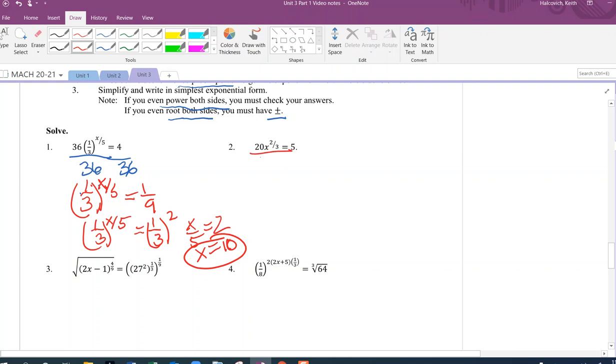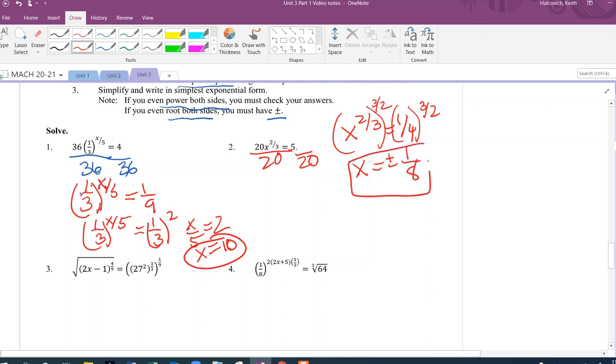And then the next one, divide by 20. So x to the 2/3 equals 1/4. Raise it to the 3/2 power, which means that you make it plus or minus. And 1/4 to the 3/2 power is 1/8. So it's plus or minus 1/8.